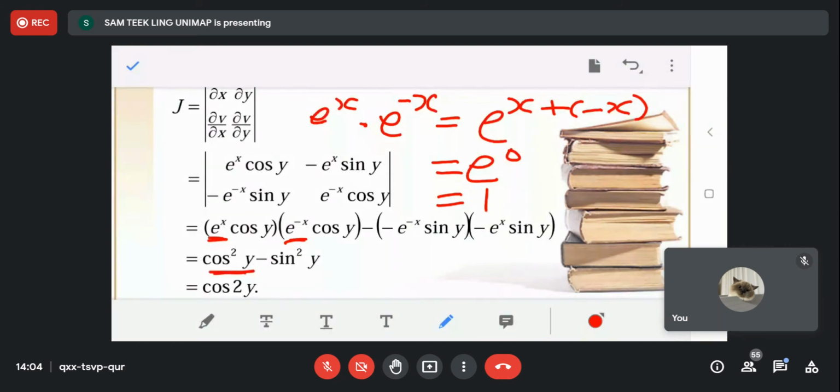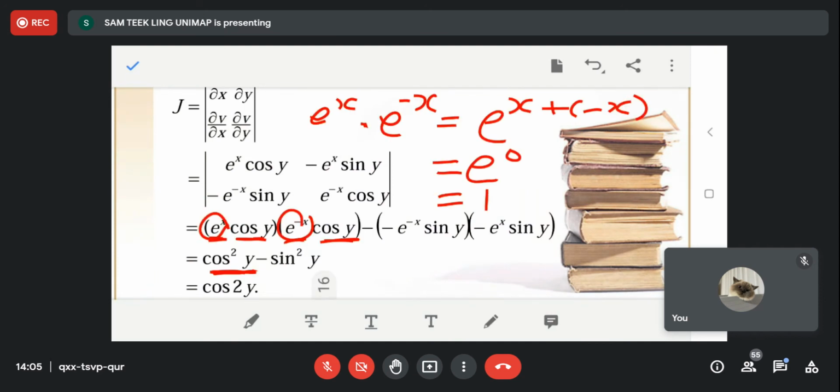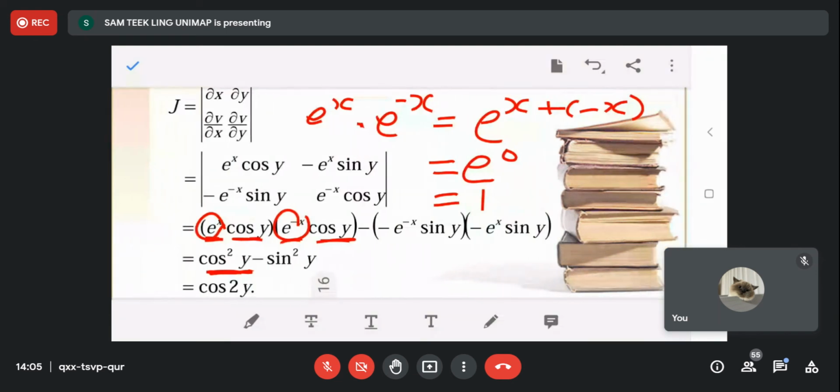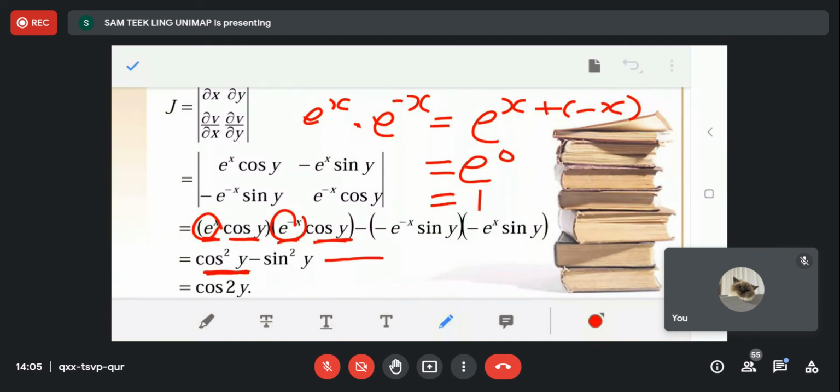So this is why you got this one. Cos, because exponential times exponential, this one times this one, will become 1. So cos times cos is cos power 2. Then after this, if you want, you can stop here. We can stop here: cos power 2 y minus sine power 2 y.